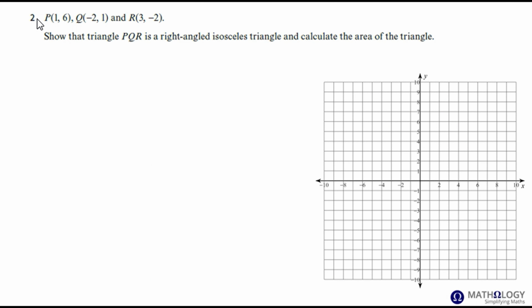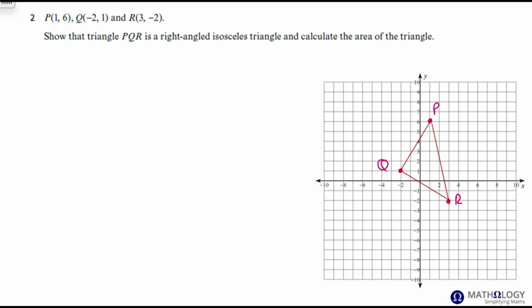Question 2. Given P(1, 6), Q(-2, 1), and R(3, -2), show the triangle PQR is a right-angled isosceles triangle and calculate the area of this triangle. Okay, again, the first thing we're going to do is always plot the points, draw a diagram, so we can get an idea as to how to tackle the problem.